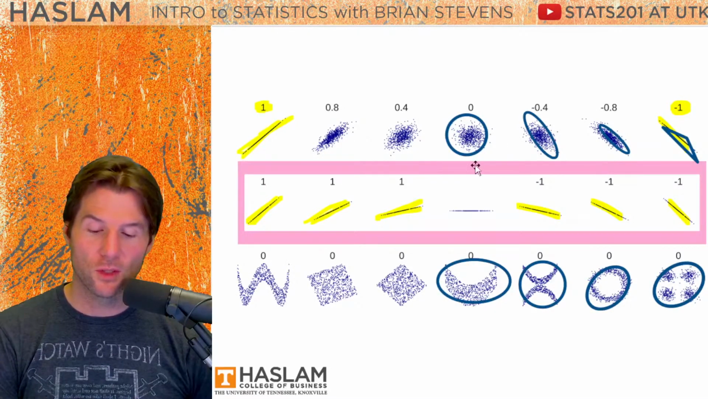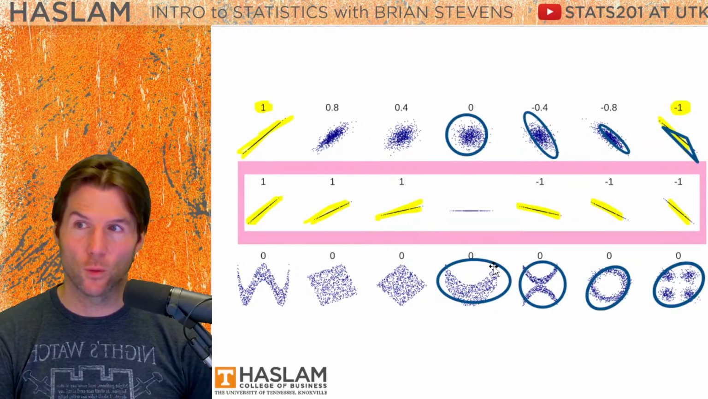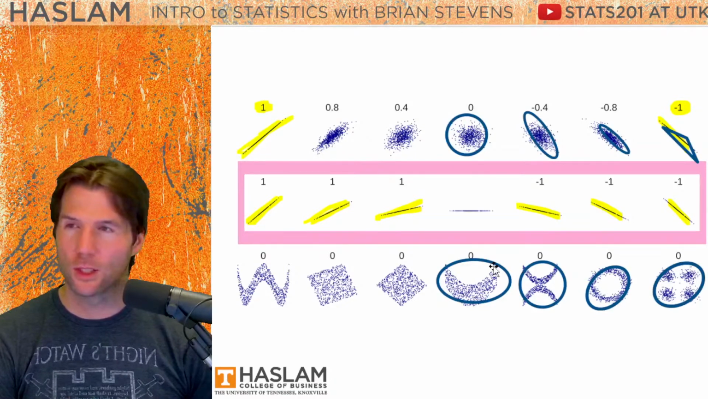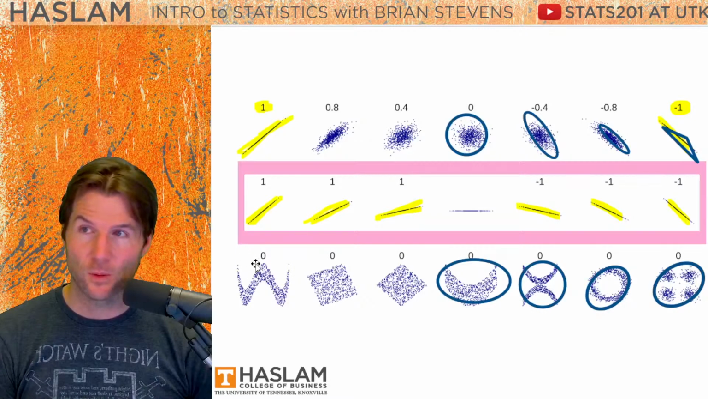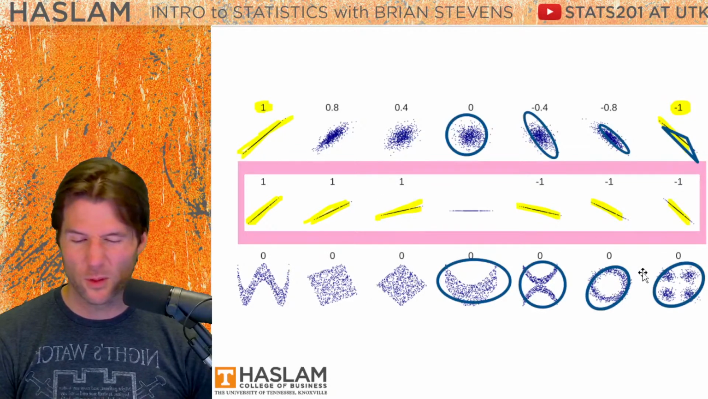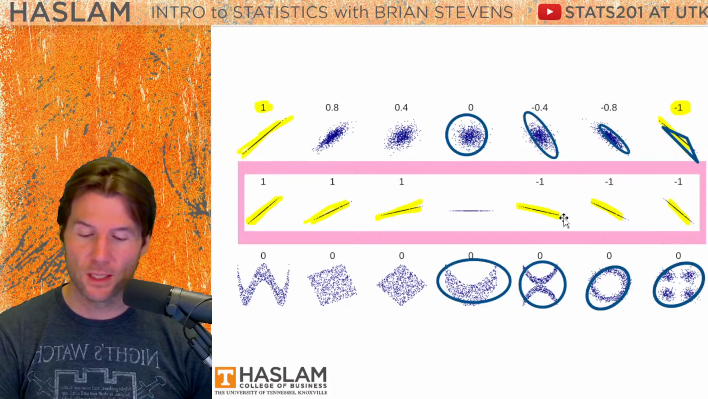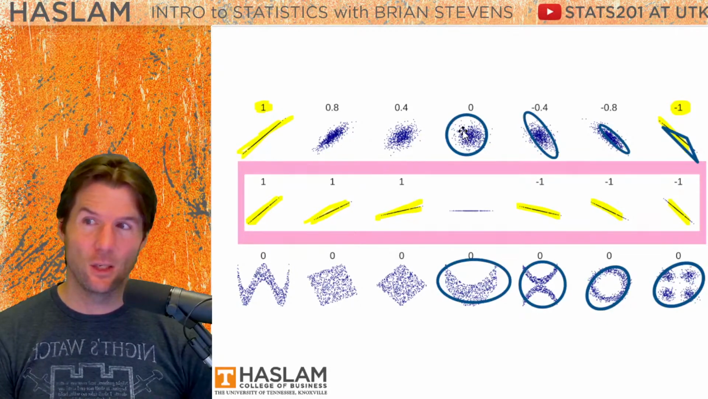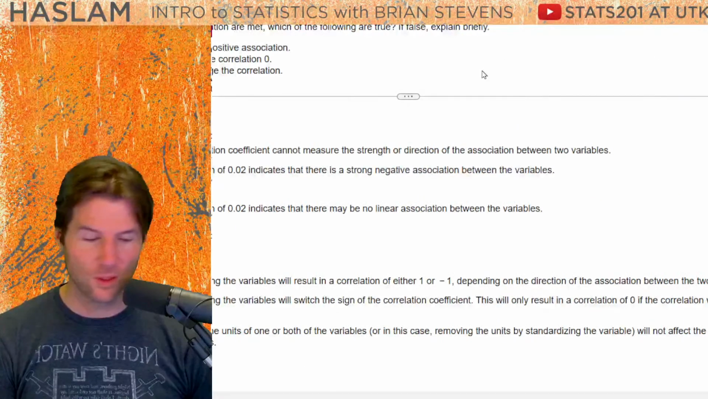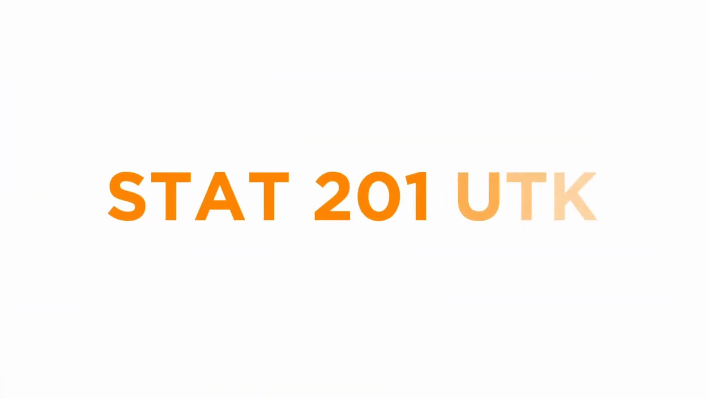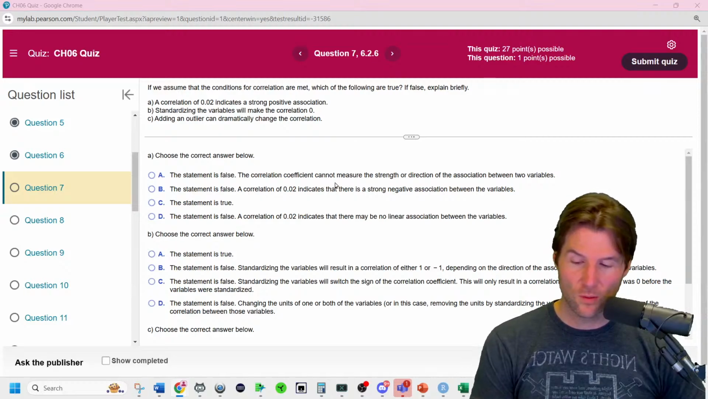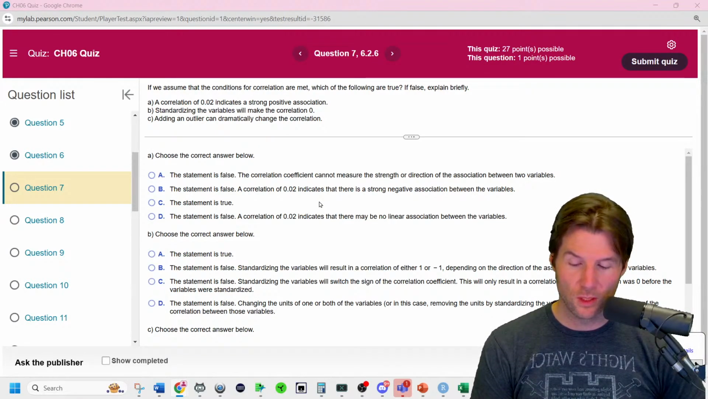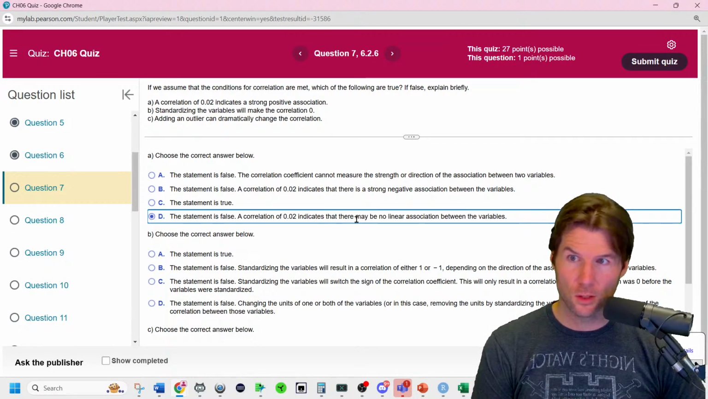A correlation closer to 0 indicates no linear relationship. It doesn't indicate there's no relationship. It indicates no linear relationship. So the bottom right here, especially this one, has a relationship. It's just not linear. Other ones are a bit weird, odd relationships, but 0 is the weakest linear relationship. So let's go see what it said again. Strong, positive, no, that's non-existent. Correlation of 0.02 indicates there may be no linear association between the variables.